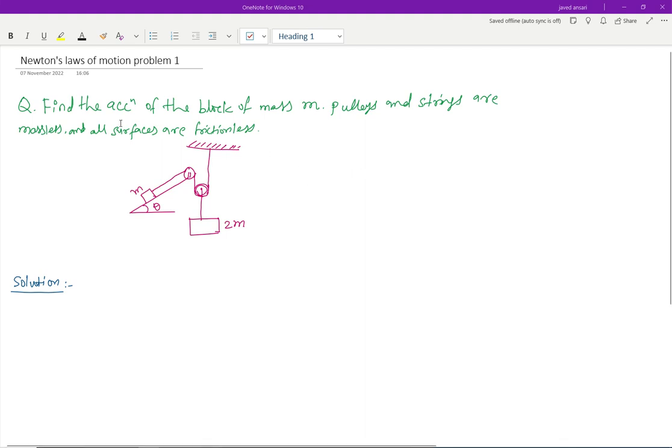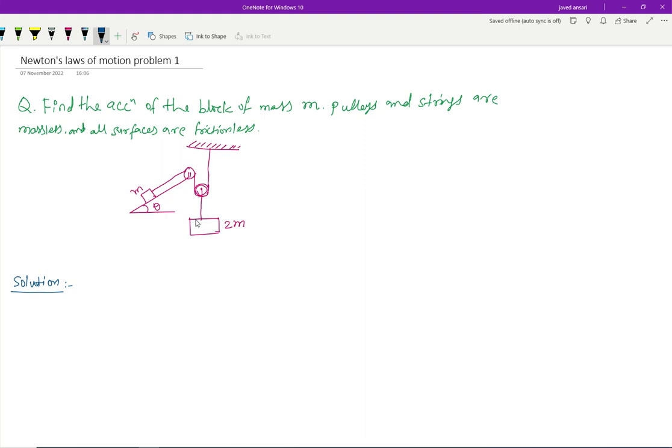So this is the problem statement. Find the acceleration of the block of mass m. Pulleys and strings are massless and all surfaces are frictionless. Okay, so what you see in the diagram is there is a mass 2m and there is a mass m, and this is on an inclined surface theta, right?